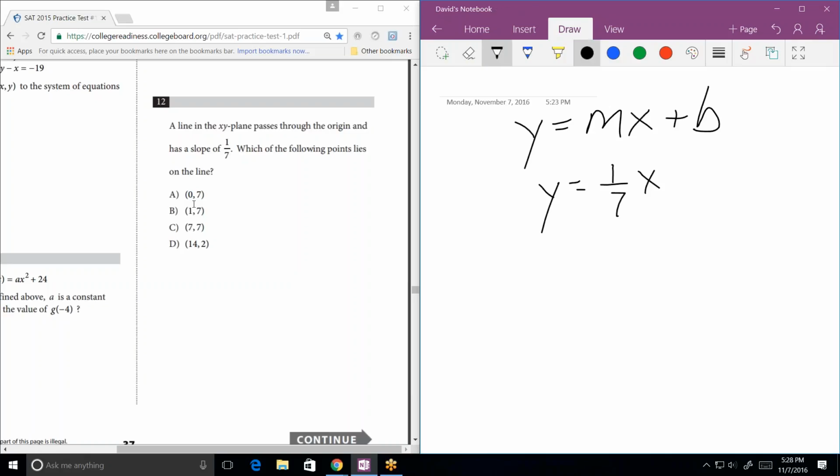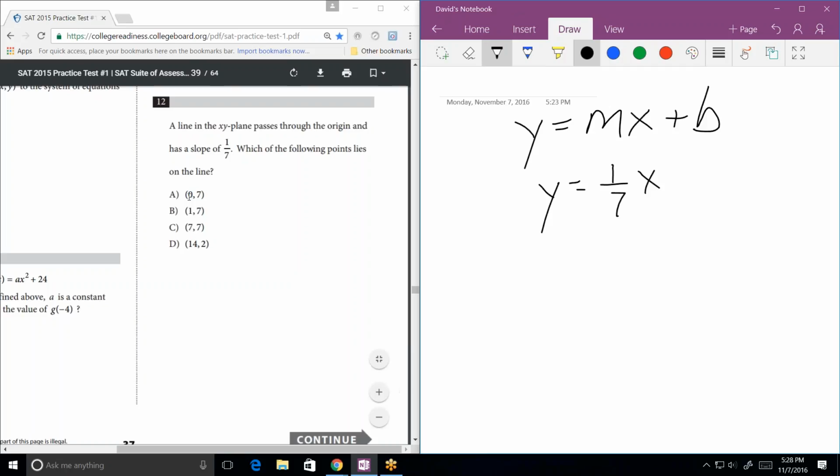Now, to figure out which of these points fits that equation, it has to fit that equation. In other words, when I plug in the first number for x, I better get the second number for y. Does 0, 7 work? No. When x is 0, y would be 0. How about when x is 1? y would be 1/7, so that doesn't work. When x is 7, y should be 1. That doesn't work.